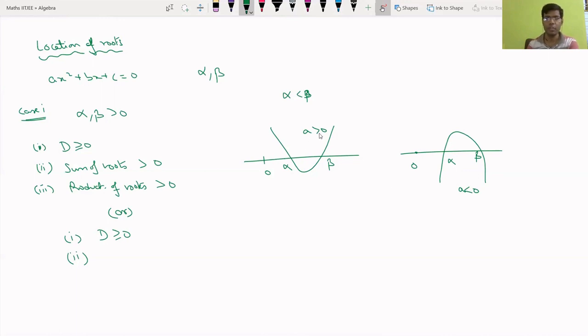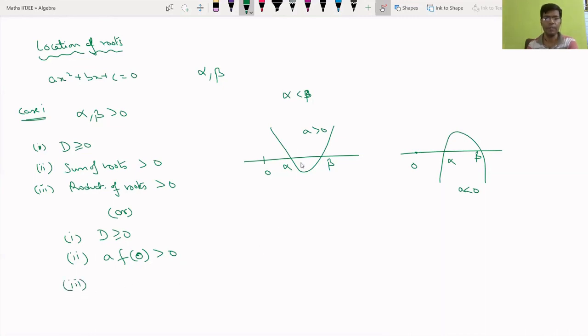So when A is positive, f of 0 is also positive, and when A is negative, then f of 0 is also negative. So can I write A multiplied with f of 0 is always greater than 0? Depending on A being positive or negative, my f of 0 is also positive or negative, such that the product is always positive. So this is the second condition.